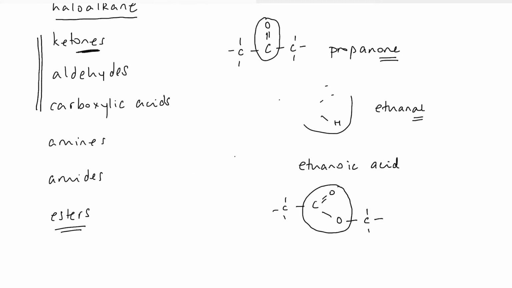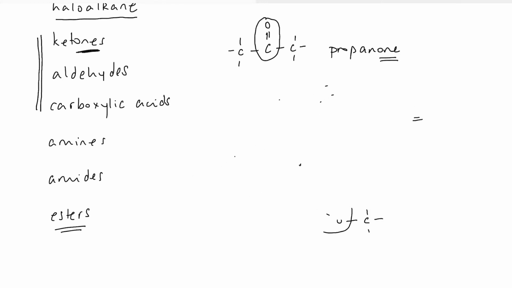So once again, I'm just going to clear a little space here, running out of room. Amines and amides both contain nitrogen. So we're looking at an NH2 group. So for example, methylamine. However, it's important to notice that in amines, the nitrogen doesn't have to be bonded to two other hydrogens.